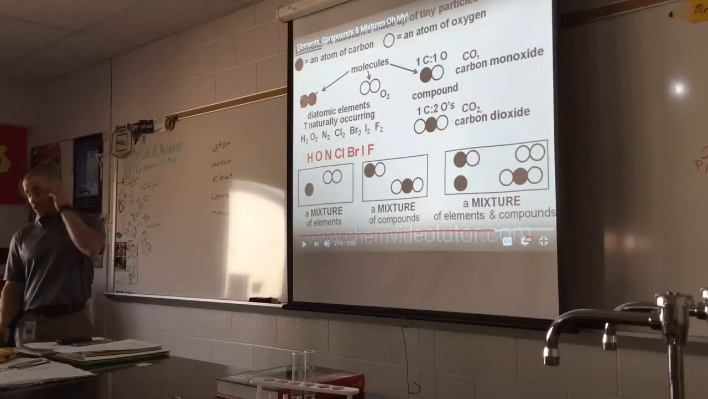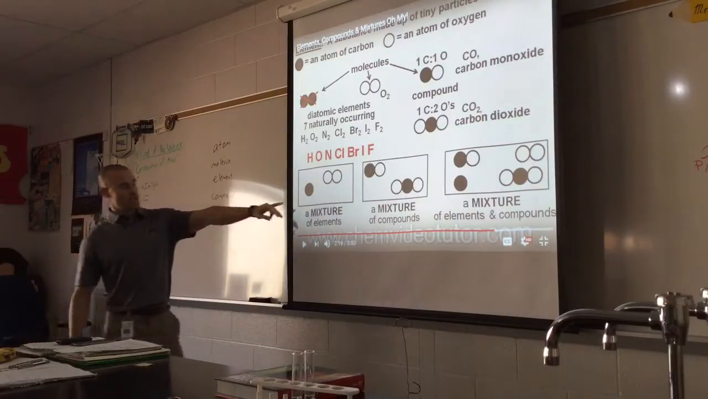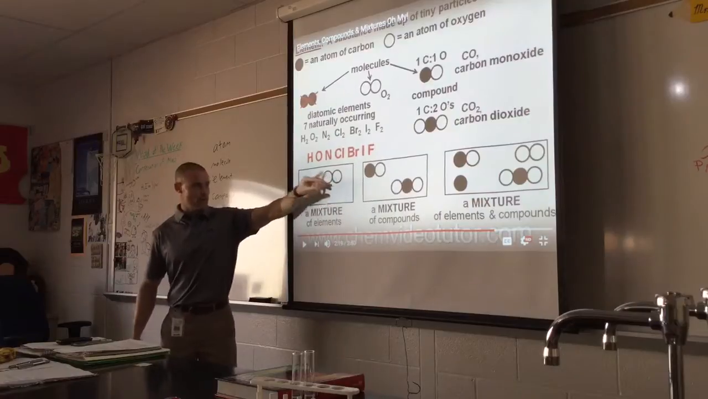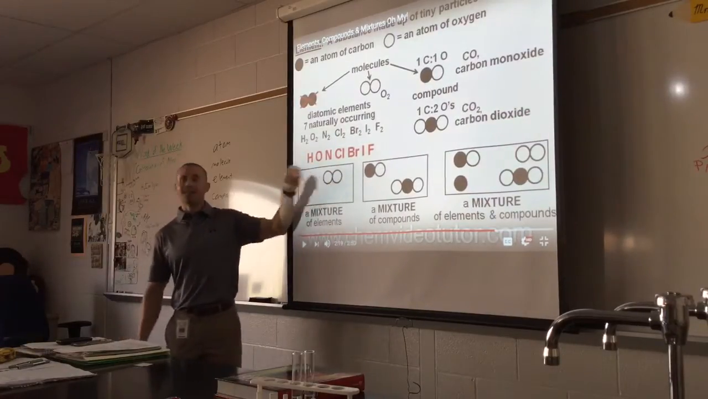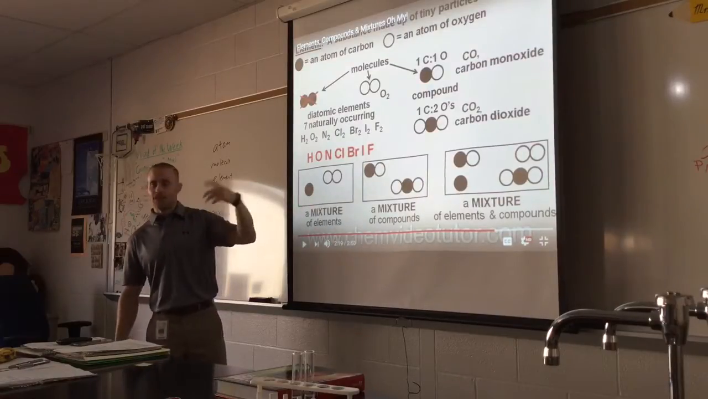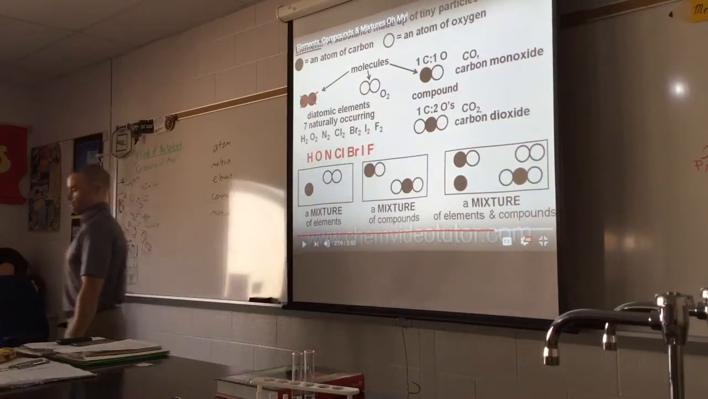The key is they're not touching. So a mixture has to be different particles inside a box, different particles not touching each other. If they touch, they become a compound. So they can't touch.